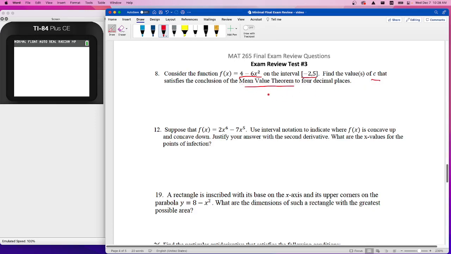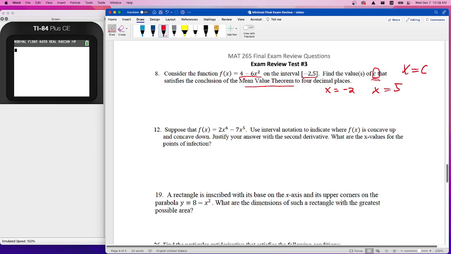What the mean value theorem says is that if we find the average rate of change going from x equals -2 to x equals 5, then somewhere on this function, the derivative, the slope of the tangent line at some point c, x equals c, there it will equal the average rate of change.